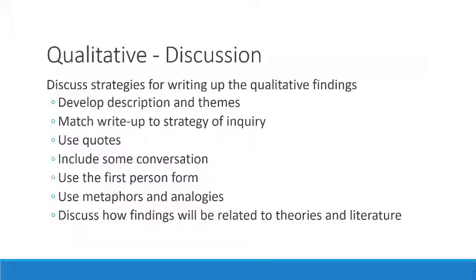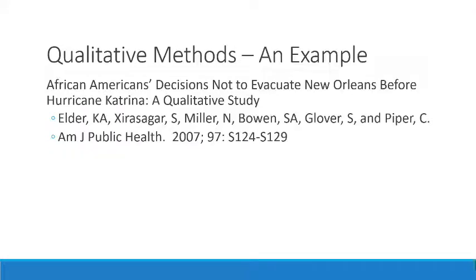In general, the discussion in the write-up for qualitative research should match the strategy of inquiry. That is, the results of a study that uses a narrative strategy should be discussed from that standpoint. Quotations and parts of conversations can be used to emphasize themes that are identified. Metaphors and analogies can describe theories developed. The first person voice should be used in discussion of qualitative research. And as with all research, the findings should be related back to an existing theory and to the literature available on the subject. So now we're going to look at an example of a qualitative study.